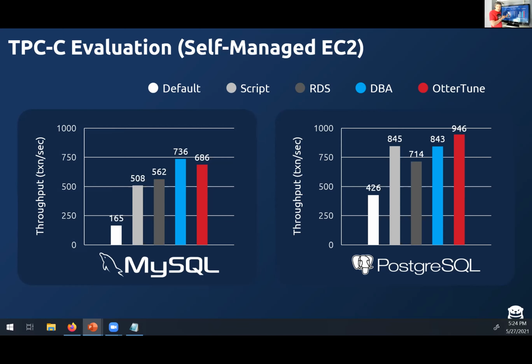If we let OtterTune turn fsync off, it'll learn that if you don't do disk writes, things go faster. So it'll end up matching what the human does. But again, the main takeaway here is that through machine learning, we can match what very expensive humans can do.